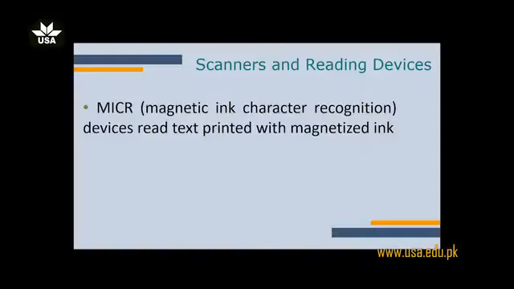Next thing is MICR, magnetic ink character recognition, devices that read text printed with magnetized ink. An MICR reader converts MICR characters into a form the computer can process. For example, our bank industry uses MICR for check processing. In every check, at the bottom left, there are special MICR characters which contain specific instructions that are used by our banking system to process the check. A data collection device obtains data directly at the location where the transaction or events take place.